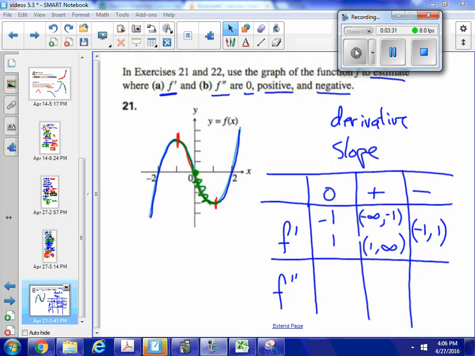So that's telling me that my f double prime is 0 at 0, that my f double prime is negative, because it's steep positive here but it's getting more and more negative, from negative infinity to 0, and then it is positive, that is my f double prime, the rate of change of my slope is starting to get more positive from 0 to positive infinity.